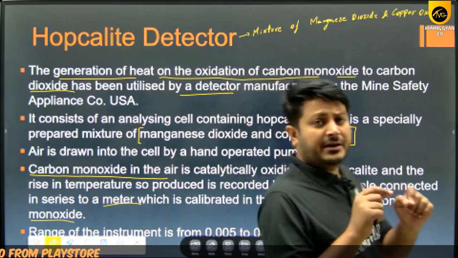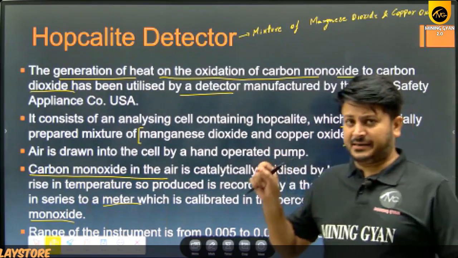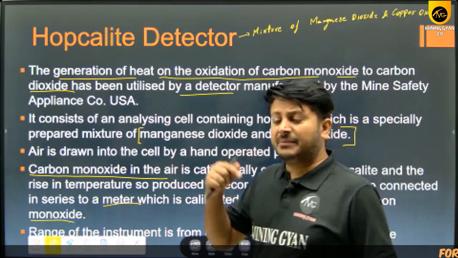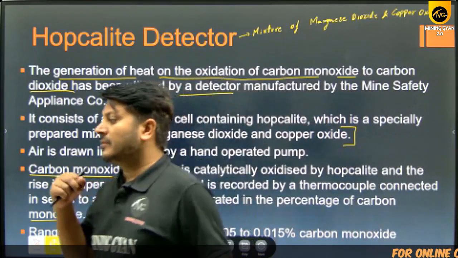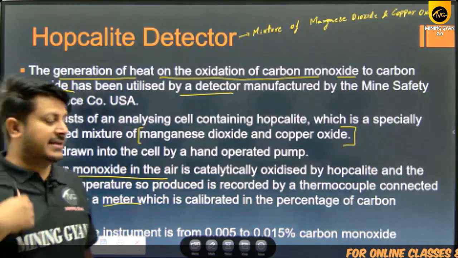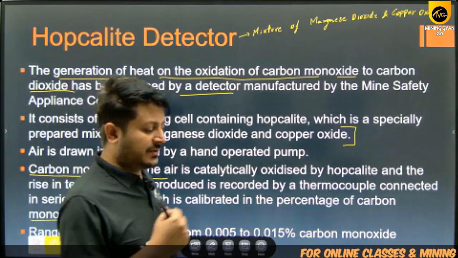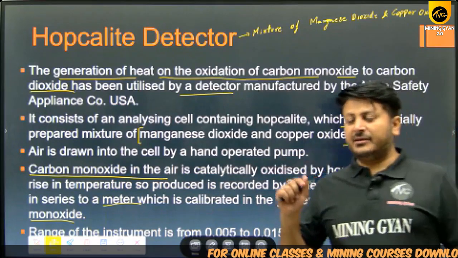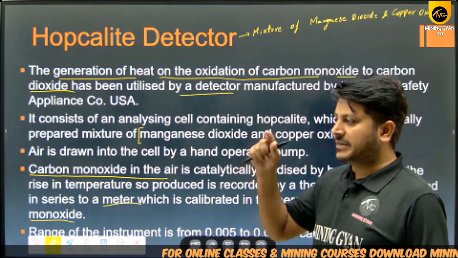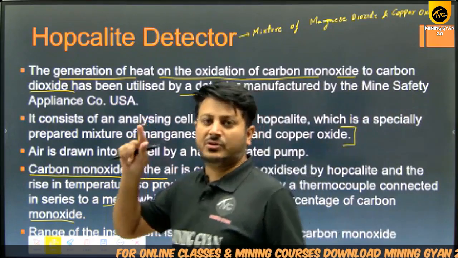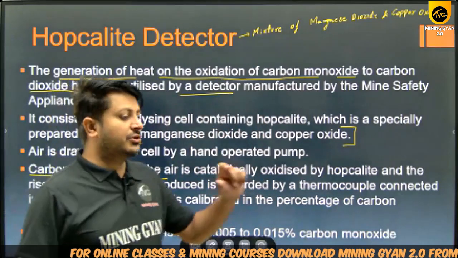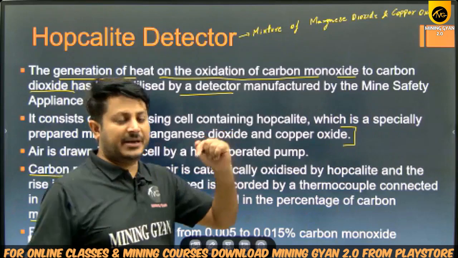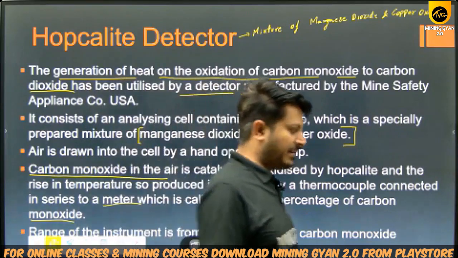There is a thermometer which is connected with this detector. On the thermometer, you will see that the temperature rises as the reaction takes place. You will notice this on the thermometer. And with the increase in the temperature, there is a meter also given over there that will show you that this is the temperature, then at this temperature, this will be the concentration of carbon monoxide.